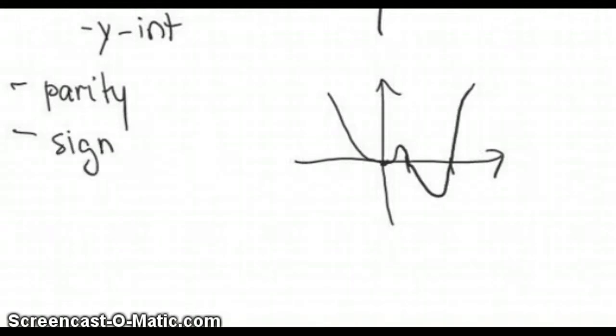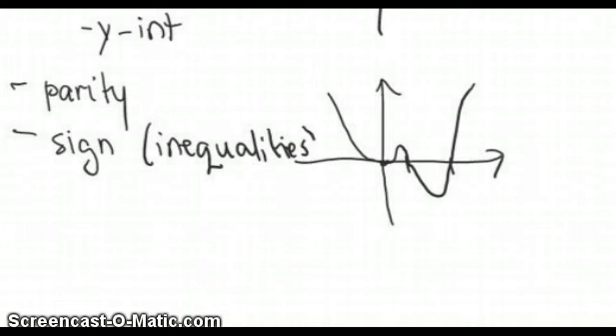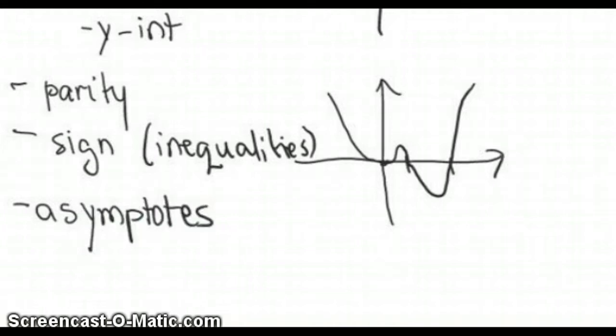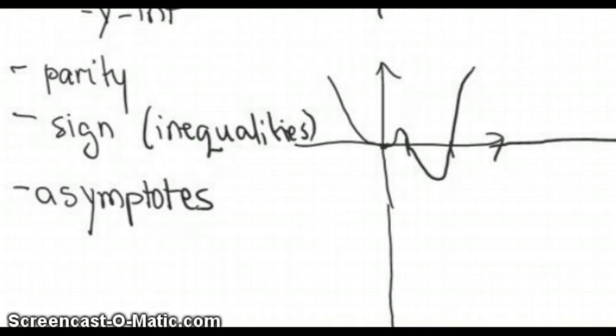Now this sign is going to be part of the inequalities. You're going to learn how to solve inequalities, and then it's going to be the asymptotes. These asymptotes will show us what happens where we cannot see the graph. What happens when x goes to plus infinity? So you don't see it anymore. What happens when x goes to negative infinity? You might not see it anymore, or positive infinity, etc. So these are the ones.